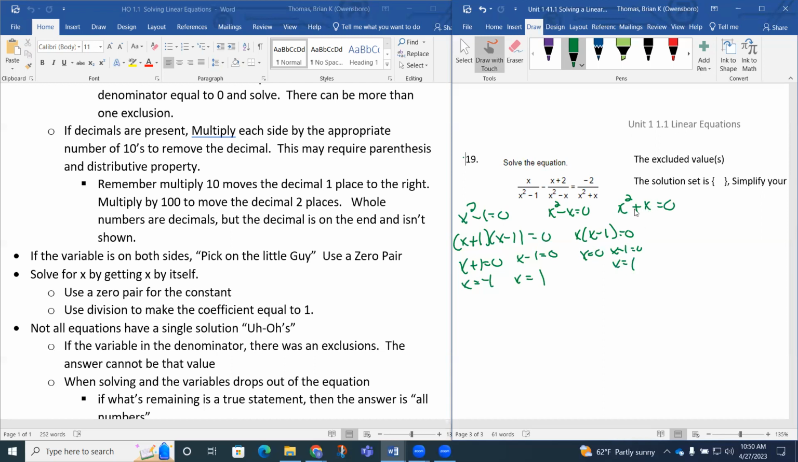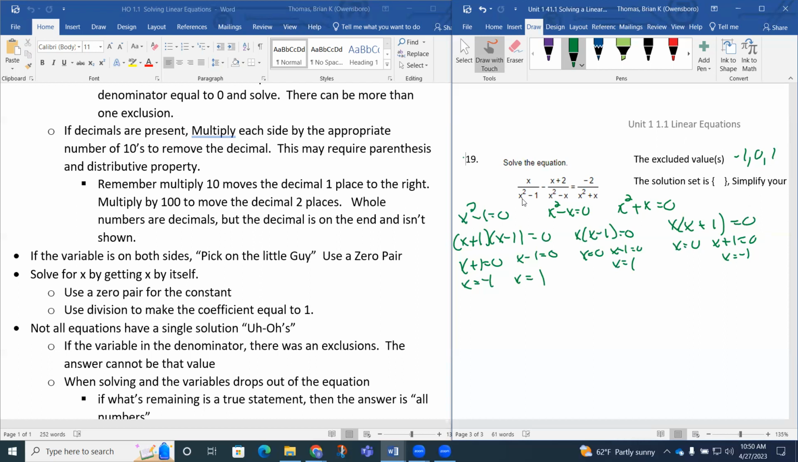Then if I have this x squared plus x equals 0, notice how there's a GCF there. If I pull an x out, this is going to leave me an x, and then x divided by x is just going to be a 1 there as well. Notice if we set each one of those equal to 0, x equals 0, and x plus 1 is equal to 0 gives x equals -1. So the excluded values, it looks like we would have -1 is an excluded value, 0 is an excluded value, and 1 is an excluded value.